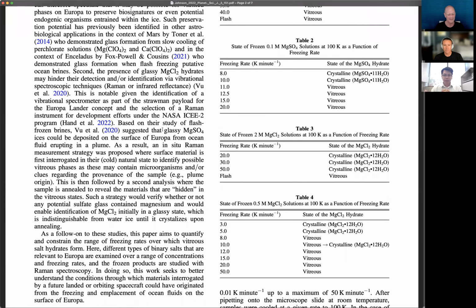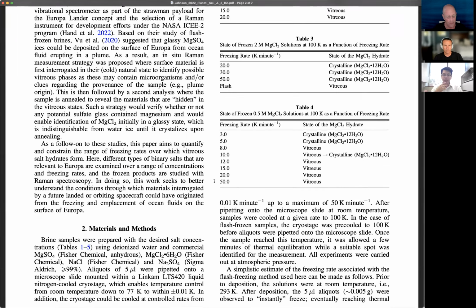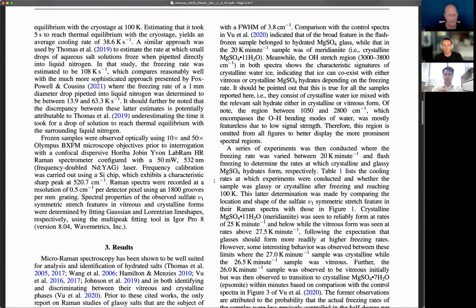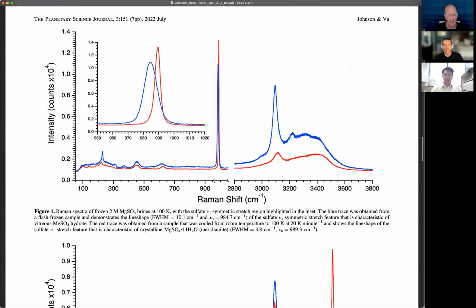So I think Paul has described the experiment, and we can go and look at some of the results. Let's scroll to figure 1, and that'll show you an example of the type of data that we gather.